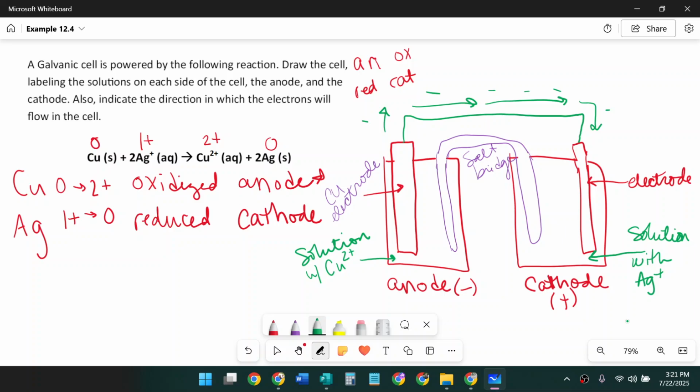And as those little Ag pluses get their electrons that are coming across that green line that I drew, that metal wire, they will become just silver and it will start plating in solid form on that electrode. But they're in the solution. And the same thing on the other side, but the opposite, that copper that's solid, as it loses electrons, for every 2 that it loses, it will turn into copper 2+, and that will be in aqueous form floating in that solution. And the salt bridge keeps everything moving so those electrons don't just get all piled up on the other side. So this is our answer.